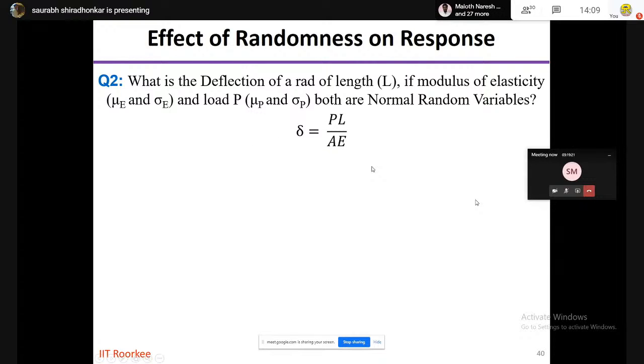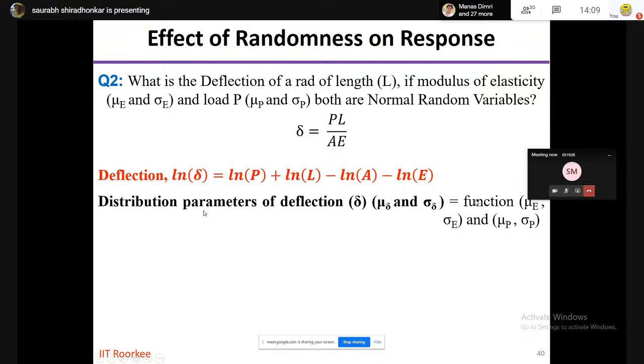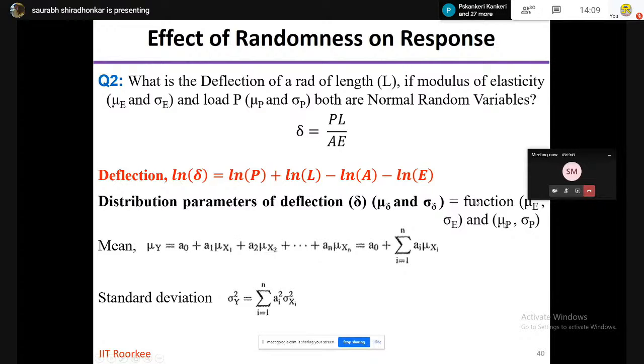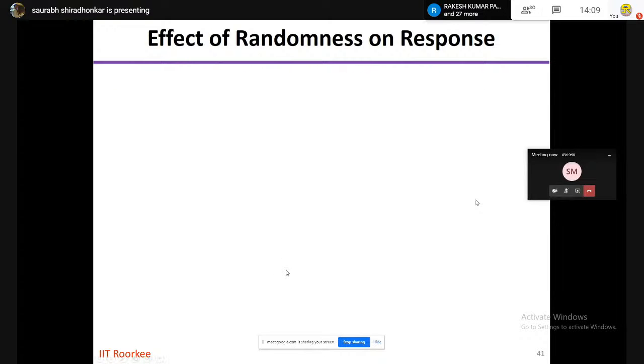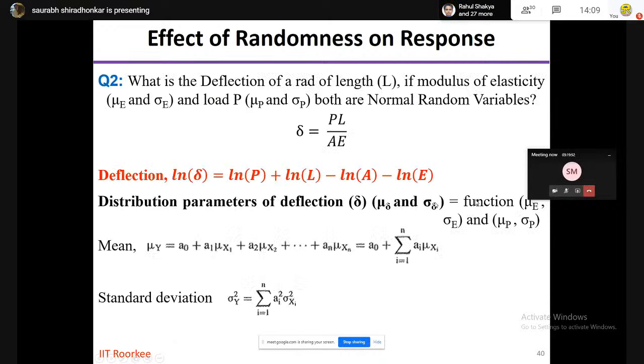Again, the mechanics gives me this formula. If I take the log, this is what I get. And now the distribution parameters of deflection depend upon the distribution parameters of modulus of elasticity and that of the load, which are mu P and sigma P. So if you apply the same formula which you have got, you get again the mean and standard deviation of deflection under these two random variables.